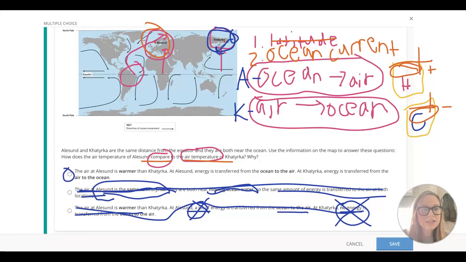So the air at Aslan is warmer than Katra. At Aslan, energy is transferred from the ocean to the air. Again, we confirmed that up here, ocean to air. And at Katra, energy is transferred from air to ocean, which we confirmed right here.